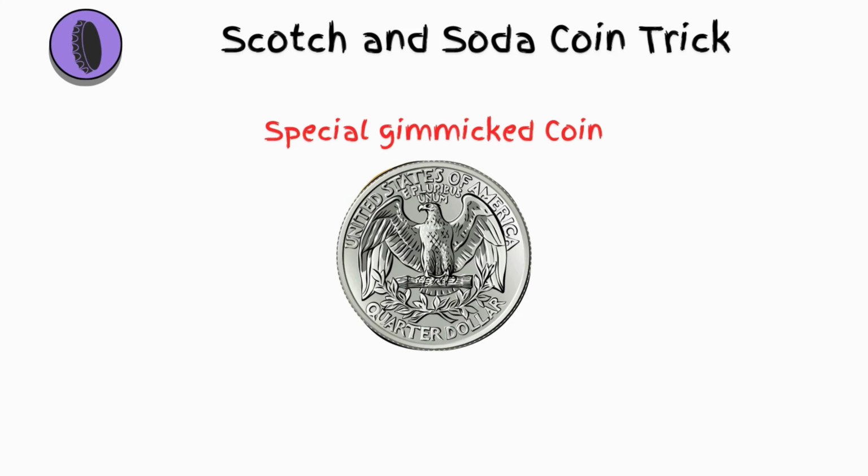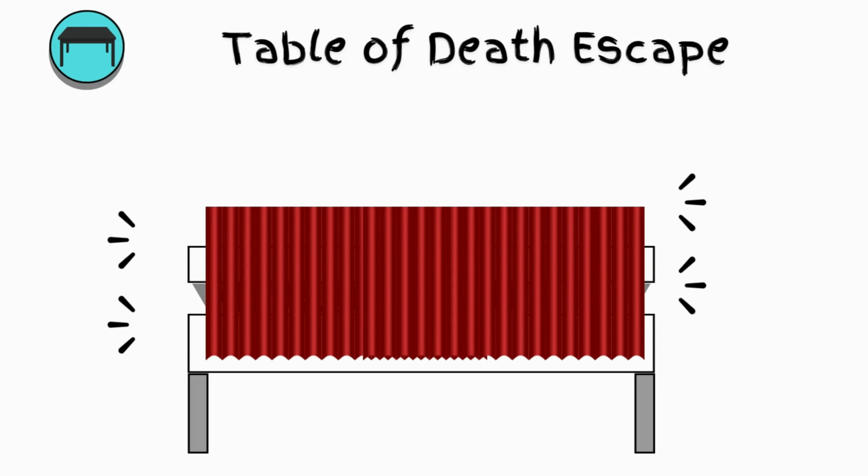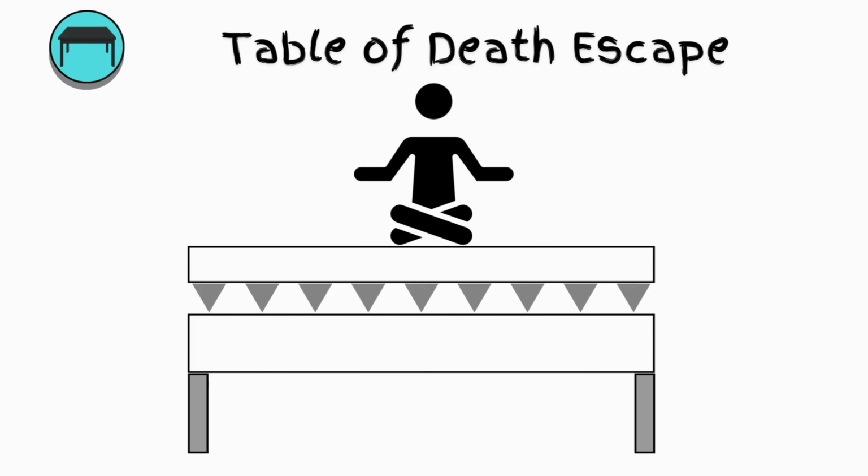Table of Death escape. The magician is restrained on a table beneath threatening spikes that appear ready to fall. At the last second, the performer breaks free and moves to a safe spot just in time, creating an intense and suspenseful escape act.